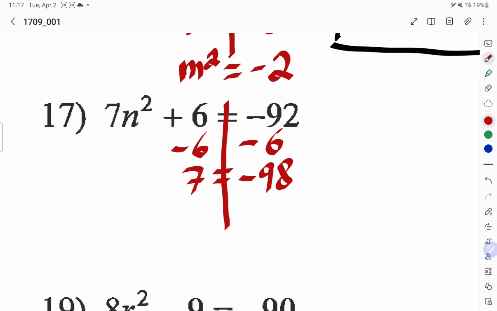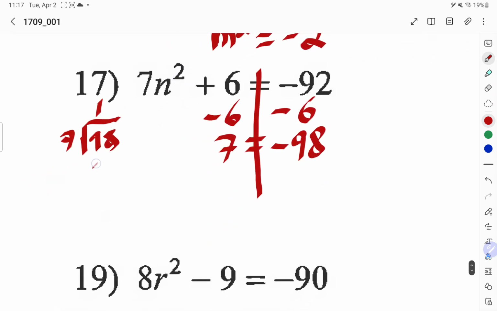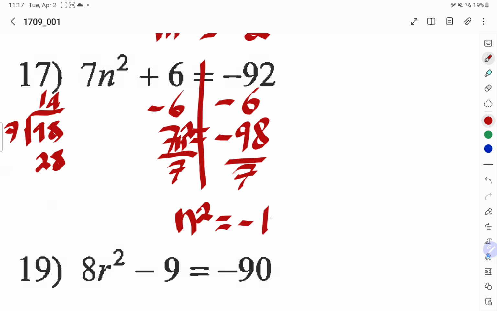Now, I do not know off the top of my head what this is. So I'm going to have to probably do long division here on the side, just so I can figure it out. So 98 divided by 7. So that's 1. That gives me 2 and 8. That's 4. So that's 14. So this is going to be n squared. We divide by 7. Divide by 7. So it's going to be n squared is equal to negative 14.